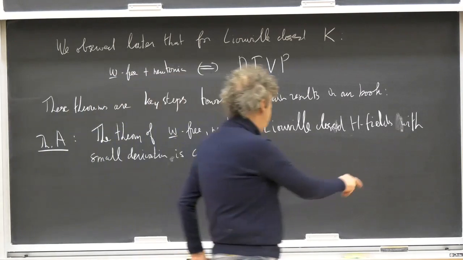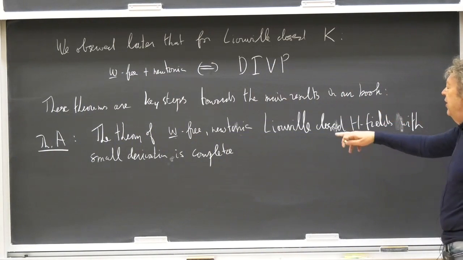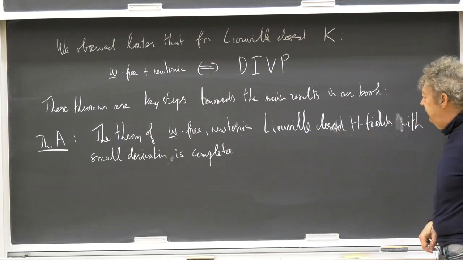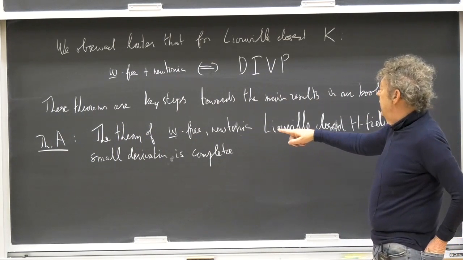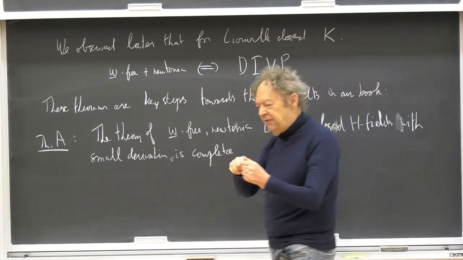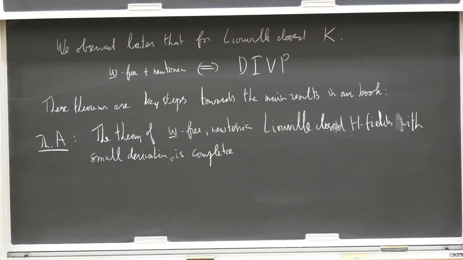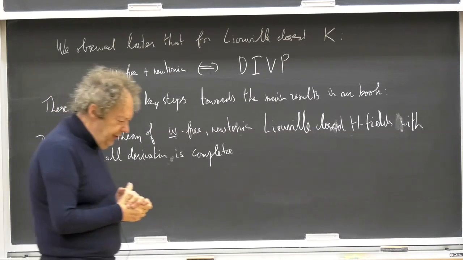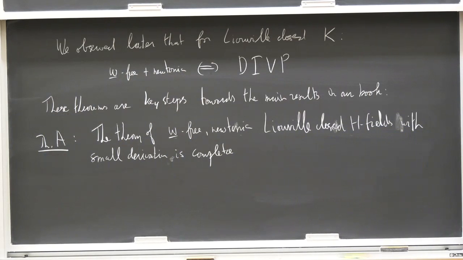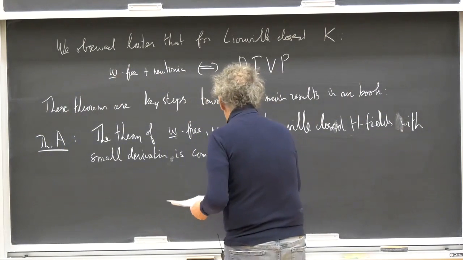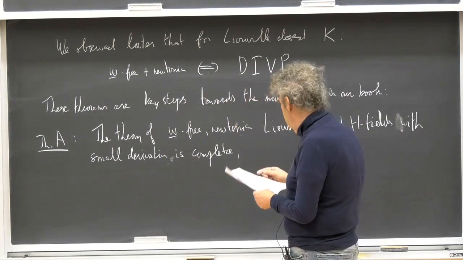So for those who are not familiar with this logical terminology, this means that all omega-free Newtonian Liouville closed H-fields with small derivation satisfy exactly the same statements that you can formulate in the language of ordered valued differential fields. They are indistinguishable as far as sentences in their language are concerned. And something that's actually more useful in practice is that it's also model complete.